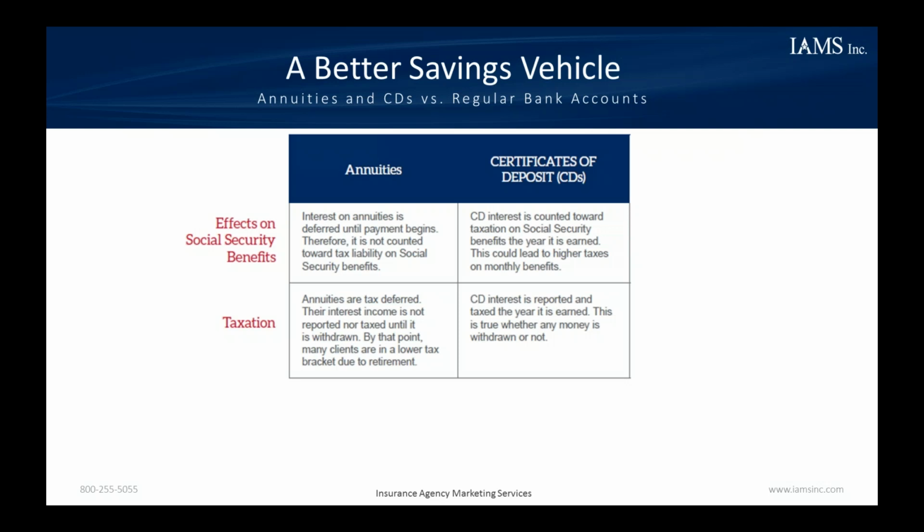On taxation, already mentioned this, but certificate interest is reported and taxed the year it's earned, whether withdrawn or not. Annuities are tax deferred, and their interest income is not reported.